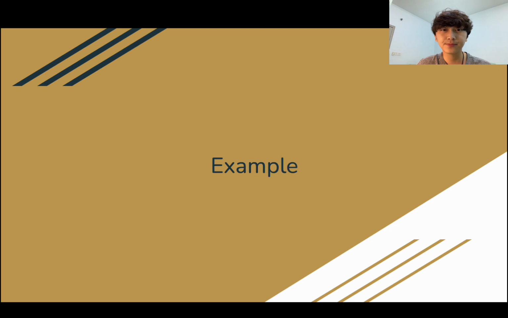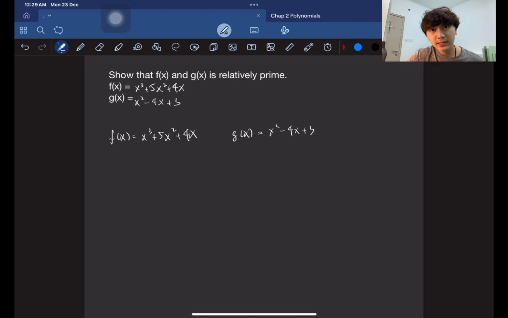Example. So let's see this question. Show that f(x) and g(x) are relatively prime. Here are f(x) and g(x). So now let's simplify it. We can see if they have any same factors. Simplify f(x), then we'll get x squared plus 5x plus 4. Then continue to simplify: (x plus 1)(x plus 4).